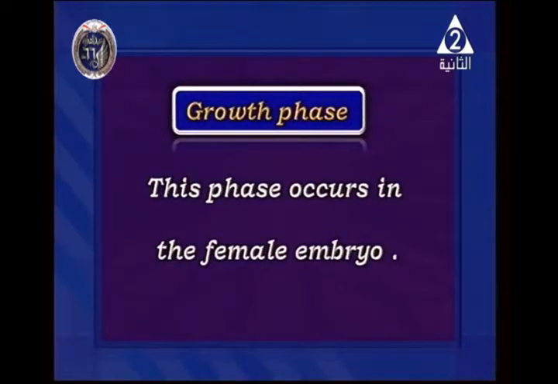This phase, the growth phase, occurs in what? In the female embryo also. Remember that the first phase, the multiplication phase, happens inside the female embryo. The growth phase also happens in the female embryo. Remember, because we're going to change the sequence right now.